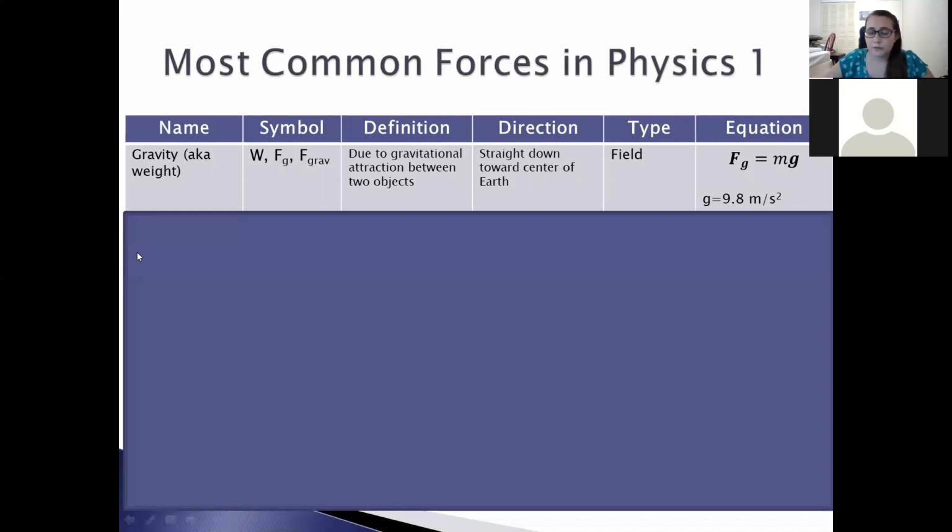It is a field force because the Earth doesn't have to be touching you in order to still exert gravity on you. And the equation for that is force of gravity equals mass times our acceleration due to gravity. Force equals mass times acceleration, right? We know our acceleration due to gravity is 9.8 meters per second squared because we talked about that last week. So F equals mg.